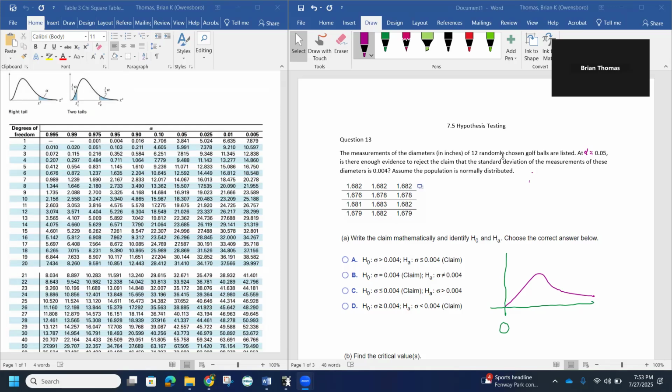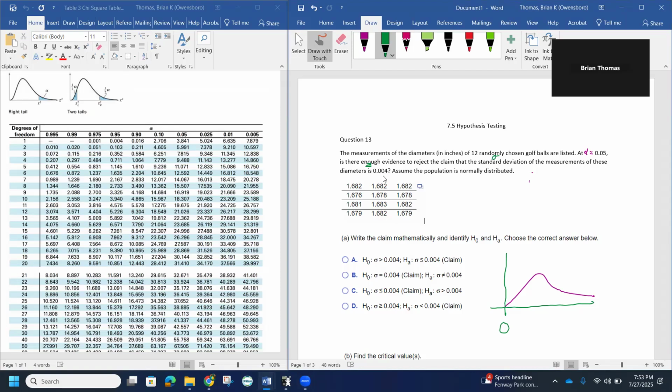is there enough evidence to reject the claim that the standard deviation of the measurements of these diameters, that's an equality, is equal, in other words, to 4 thousandths of an inch. So is there a standard deviation of 4 thousandths of an inch between golf balls?